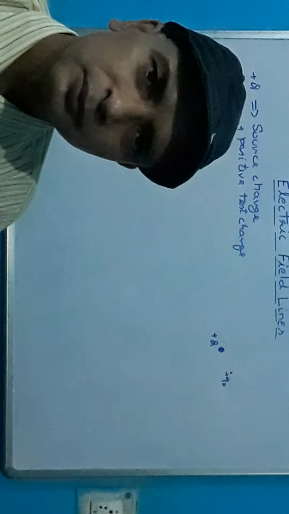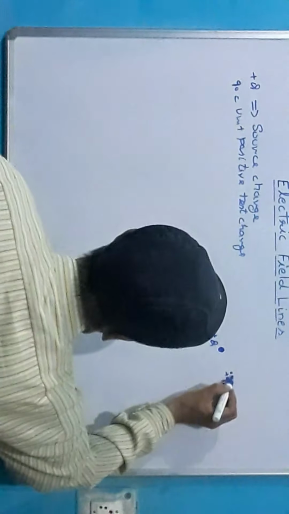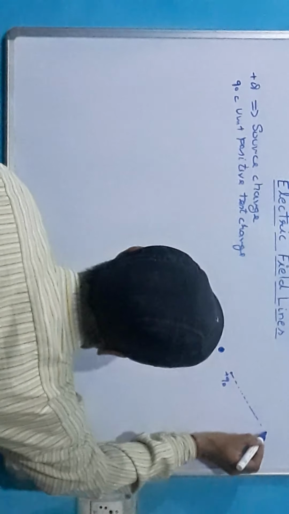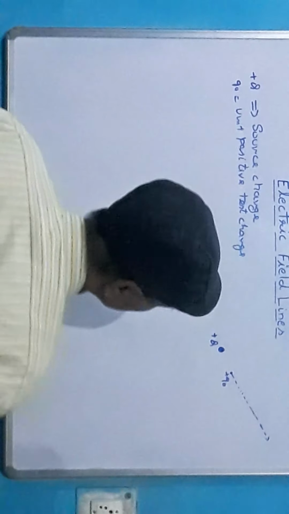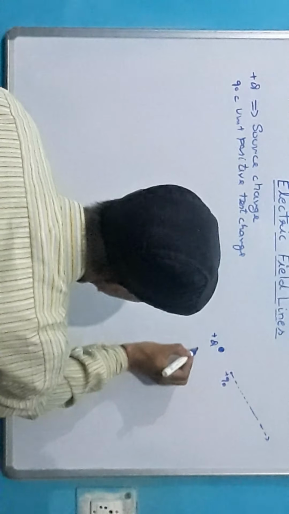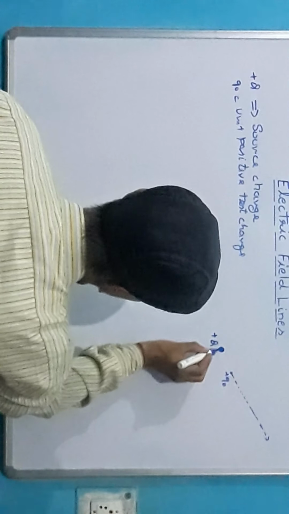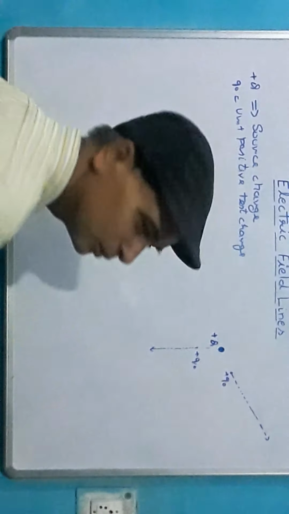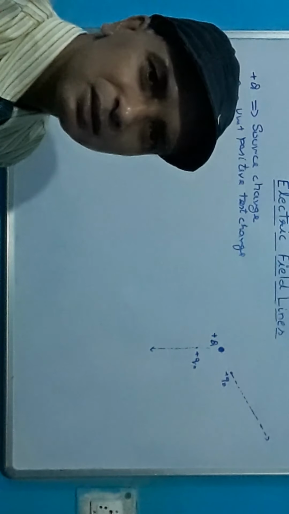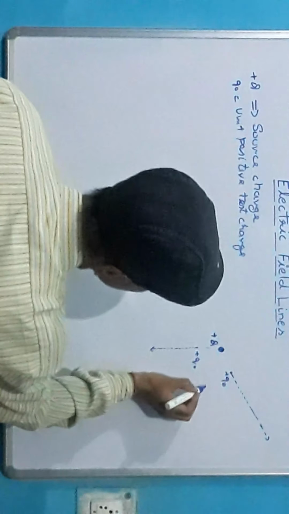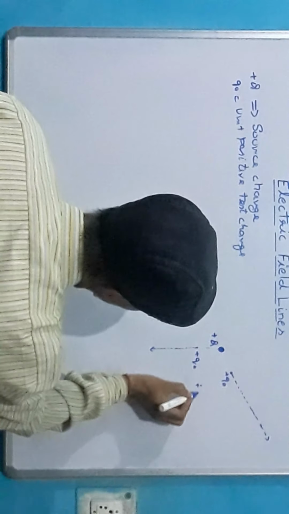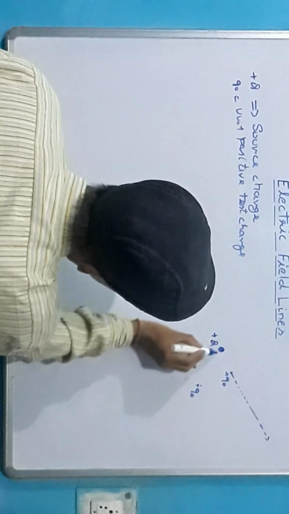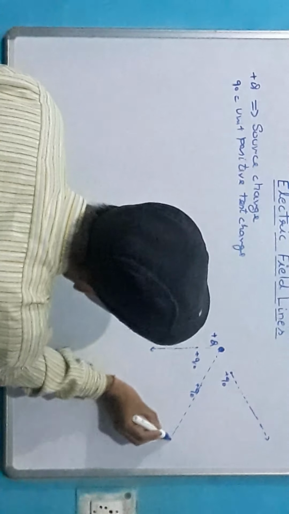What will happen? This charge is going to be repelled, and if it is free to move, its path will be like this. Similarly, if I put the unit test charge here, and it is free to move, it will move in this direction, because we know that like charges repel each other. If Q naught is placed here, it will move along this path.